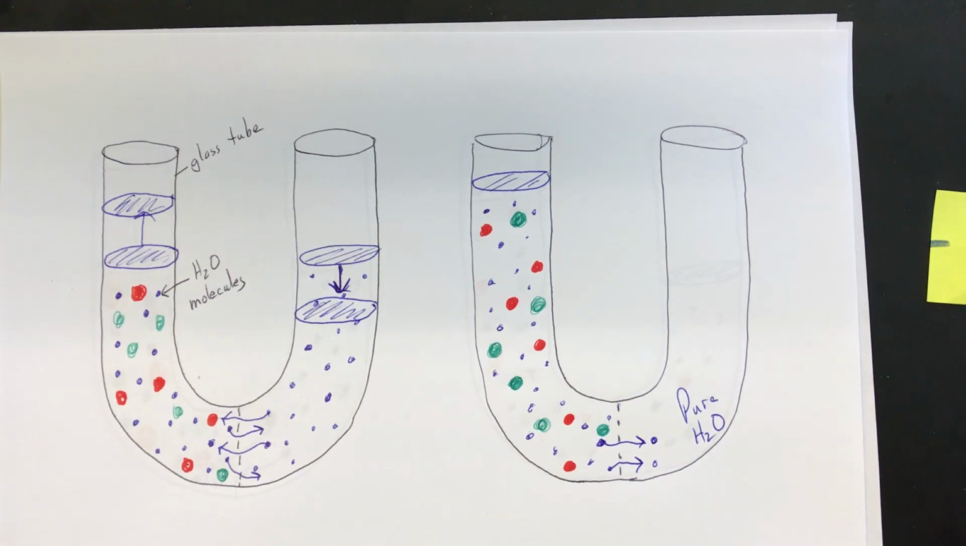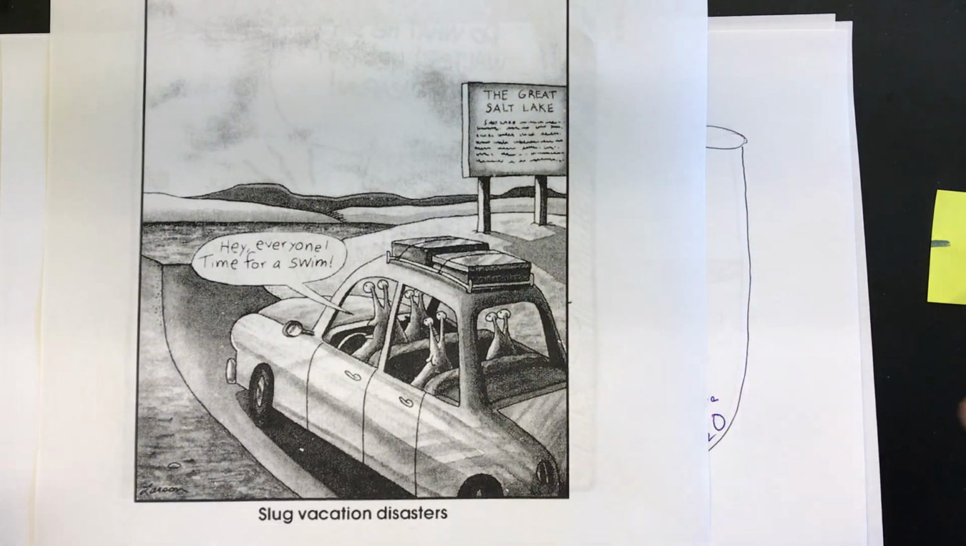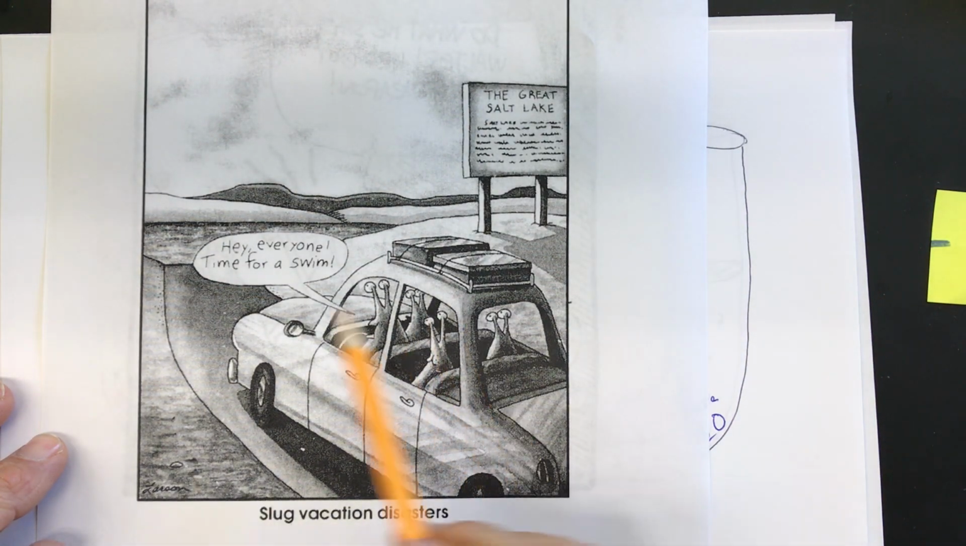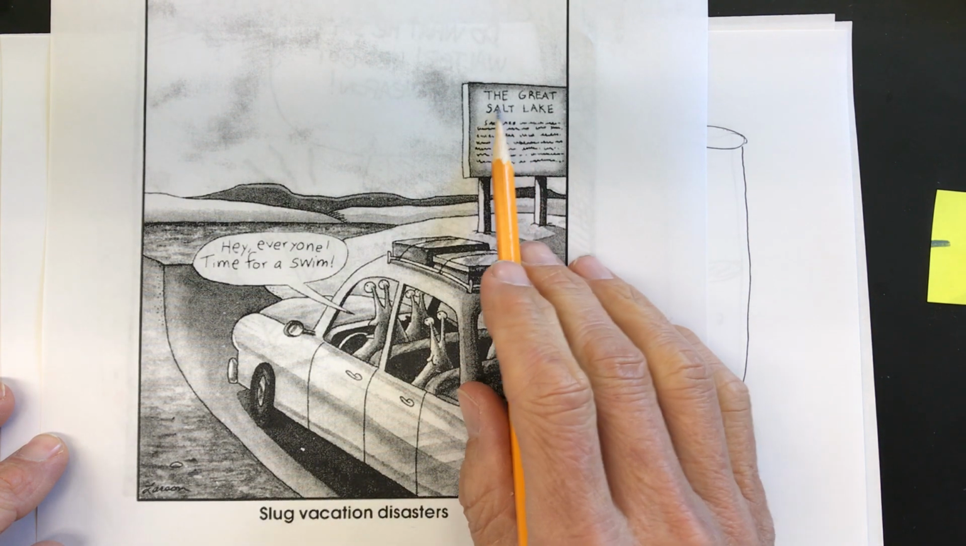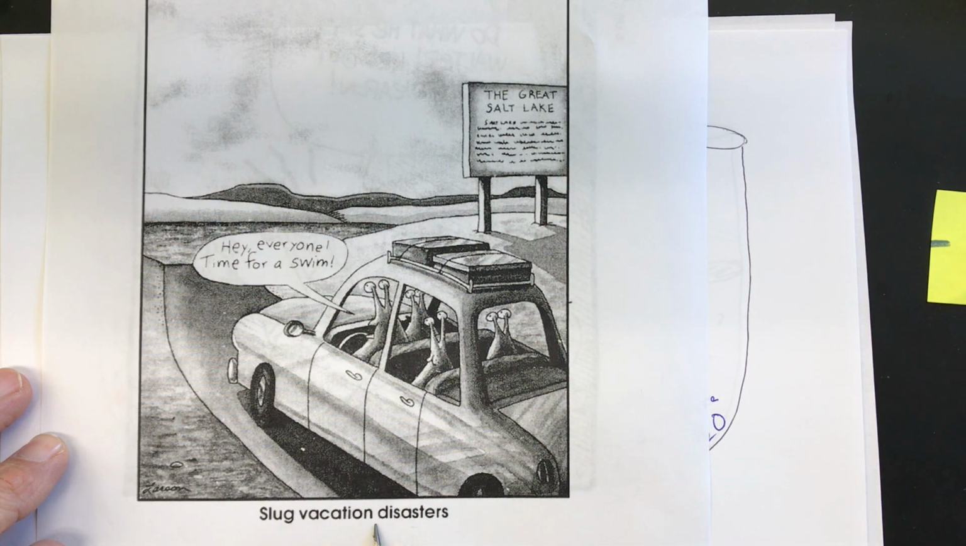So let's come back to our snail friends and take another look at a joke. Here's a Far Side comic strip, and this is a car full of slugs, and it says, "Hey everyone, time for a swim." And it says here, the Great Salt Lake, slug vacation disasters.